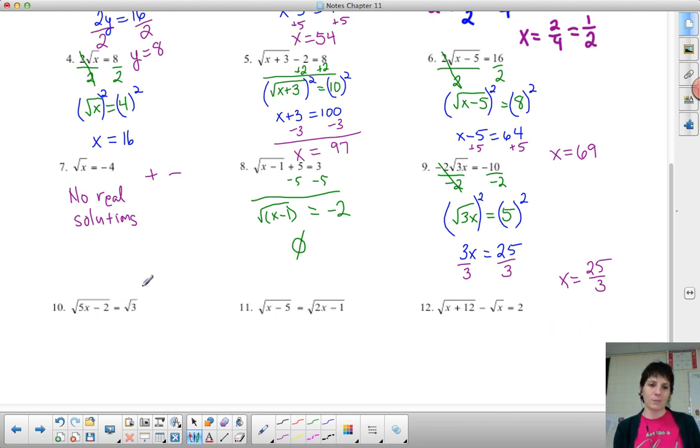Many times we'll end up with problems that have a square root on both sides. Just be cautious when you do those. We might also end up with a problem like number 12, where we're going to have to FOIL. That's going to have to be for another video, and we'll probably talk about it in class on Monday.